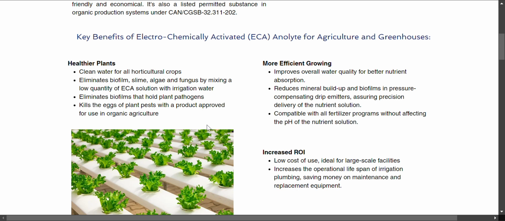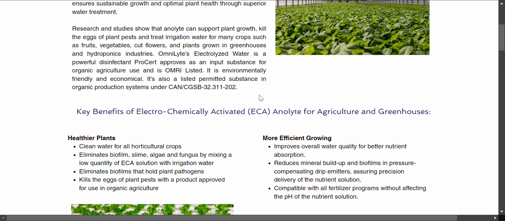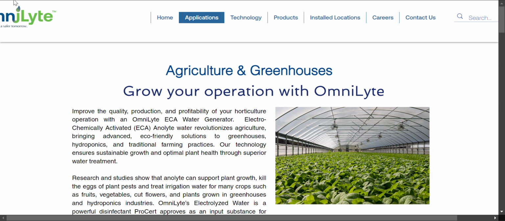So again, this is kind of a one-off solution. This is going to work for disinfecting your water, disinfecting the air if you fog it into the air to get rid of things like powdery mildew and mold. And it's also going to, again, increase your profits.